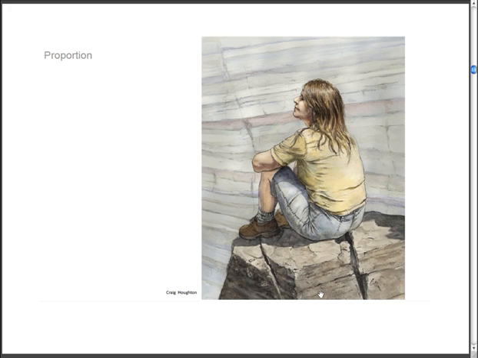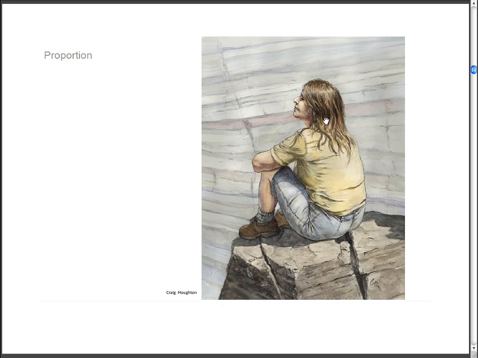Proportion is relative scale or relative size in relationship to something else. If we look at the illustration here, we see that the woman is, of course, sitting on a rock, and there's a very large background. And so we have a sense of her size in relationship to the size of the rock and the size of the rock wall in the background. We also recognize that she is drawn fairly much in proportion to what we would expect a human being to look like. The head is not too large.